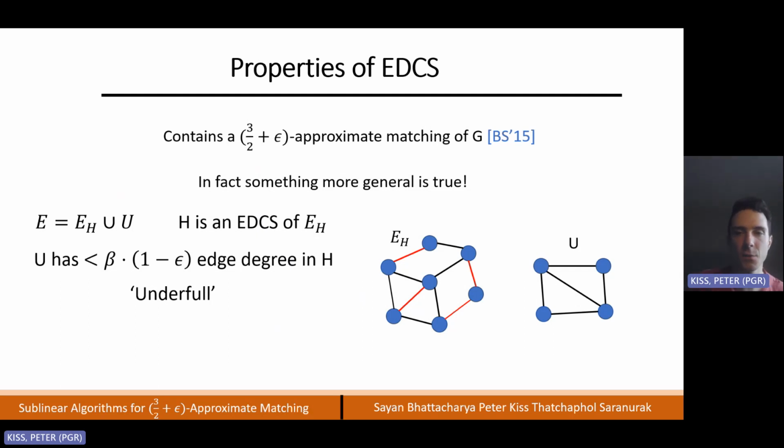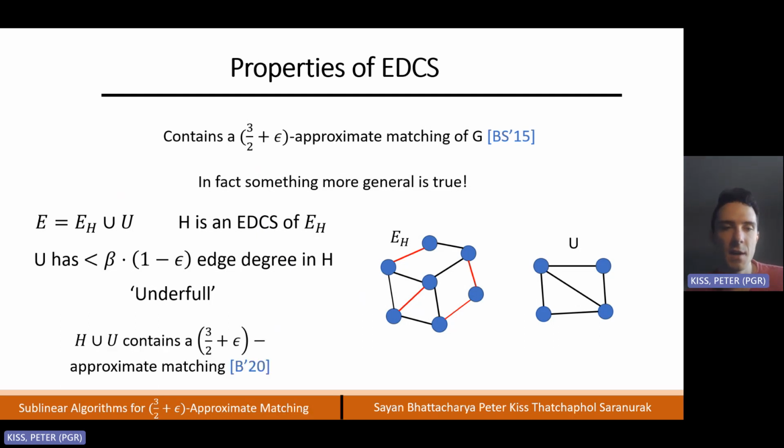We will call these edges underfull edges, something like in the picture. On the right, all of those edges have 0 edge degree in H, where H stands for the red edges. And it's also true that H union U contains a 3.5 plus epsilon approximate matching. We'll not prove this here. It's proven in Bernstein 2020. It's a very useful property of the EDCS.